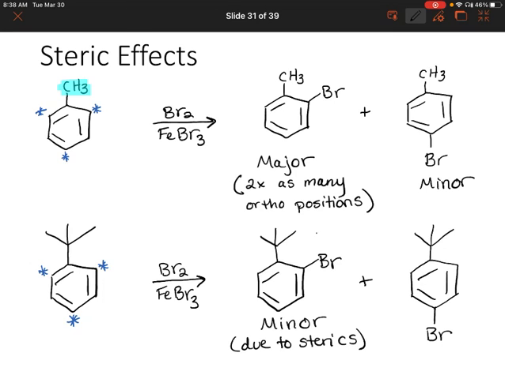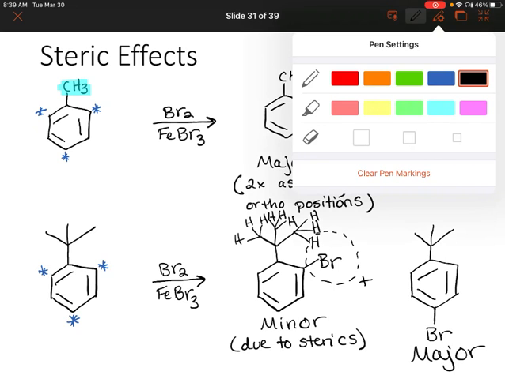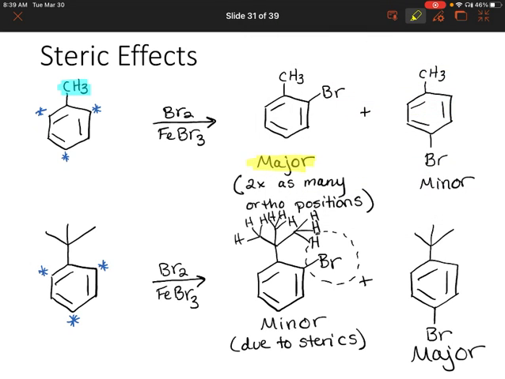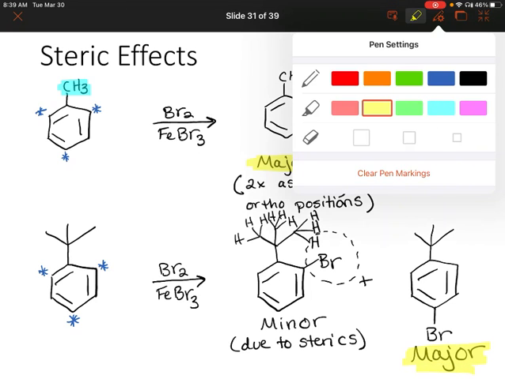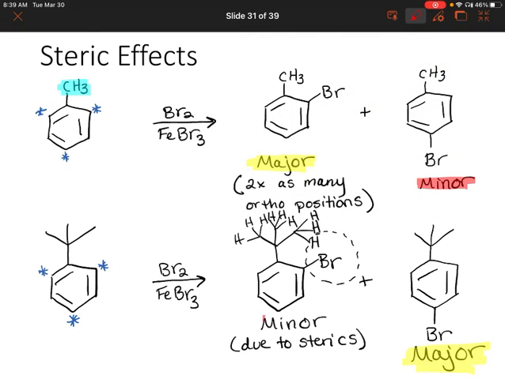So if we were to kind of draw this to scale, the bromine atom is really large. But remember, each of these carbons has 3 hydrogens bonded to it, right? So there's going to be some difficulty having those two groups right next to each other. But the para position is nice and open, so that will be our major product. So let's highlight the major product in yellow. And we'll highlight the minor product in red, just so we can kind of see that they're flipped.